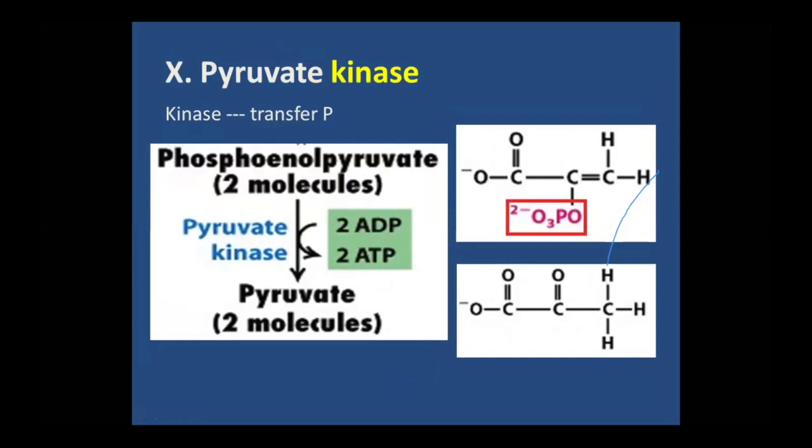Now the last one would be pyruvate kinase. Again, kinase siya. So you would have to remove this phosphate from phosphoenol pyruvate, add that to ADP, resulting to ATP. So the resulting molecule would be pyruvate. Again, we have 2 molecules of this.